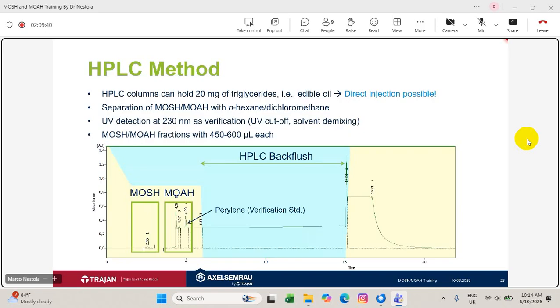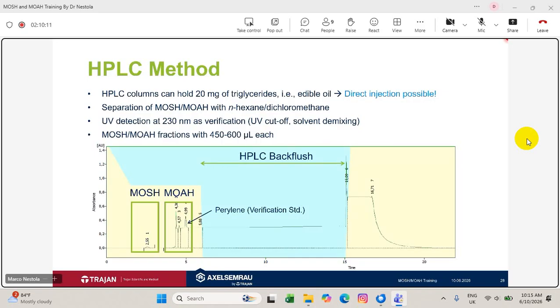Separation is based on n-hexane and dichloromethane, so that's a gradient. What you're seeing here in blue is just the gradient we are using. We're starting with 100% hexane, and then it's a very fast gradient up to 35% dichloromethane, which will then separate MOSH and MOAH. We have a UV detector set at 230 nanometers.